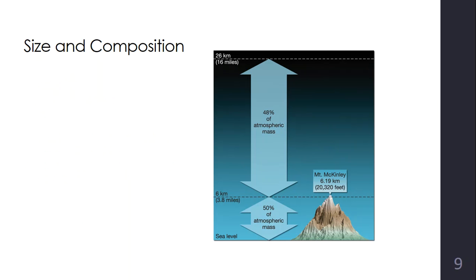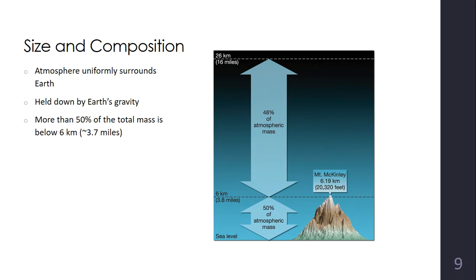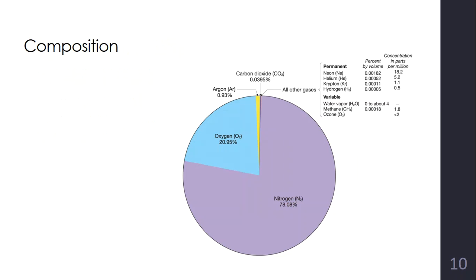When we look at the size and composition of the atmosphere overall, the atmosphere uniquely surrounds the Earth, kind of like a nice little warm blanket, held down by Earth's gravity. More than 50% of the total mass is below 6 kilometers, right? There's a little illustration of Mount McKinley, which is at 20,000 feet. The vast majority of that atmospheric mass is below the elevation of the peak of Mount McKinley.